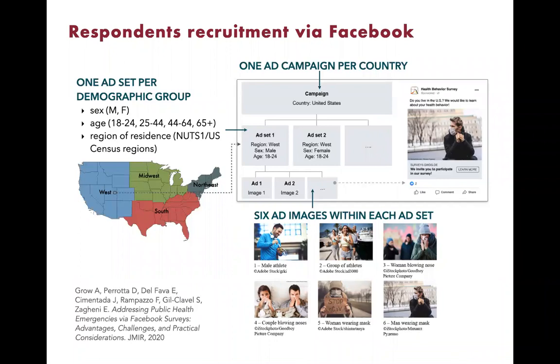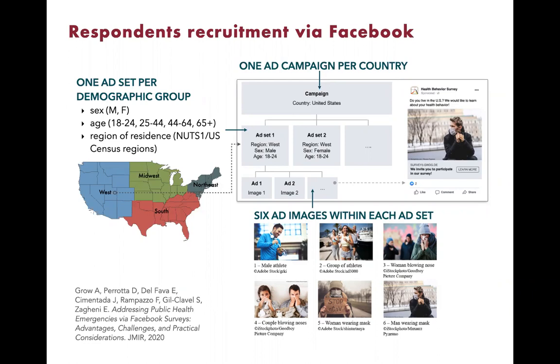In particular, in our study on COVID-19, we thought it was important to get respondents as homogeneous as possible from different demographic groups, as the response to COVID-19 may change based on different risk groups or, for example, epidemic situations across different regions. So we opted to target Facebook users by country of residence and demographic variables, including sex, age, and region of residence.